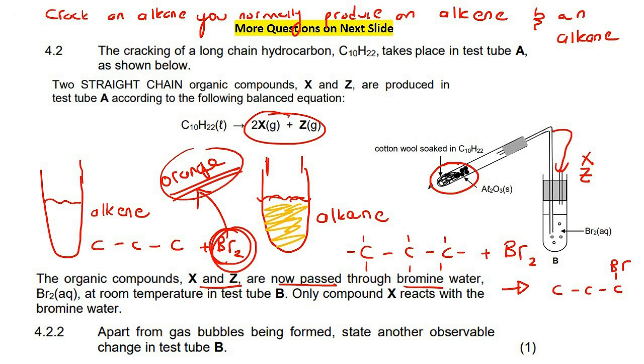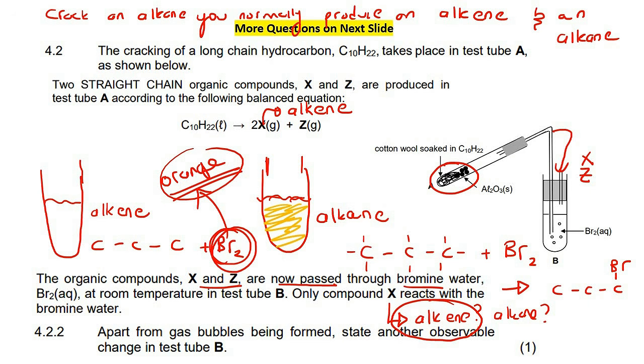So you've got to think to yourself, what is compound X then? Would that be the alkane? Or let's say, would that be an alkene? Or is that an alkane? Well, the fact that it reacts, I'm hoping you know that that means it's an alkene. So compound X is an alkene, okay?